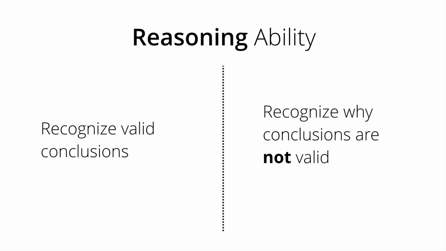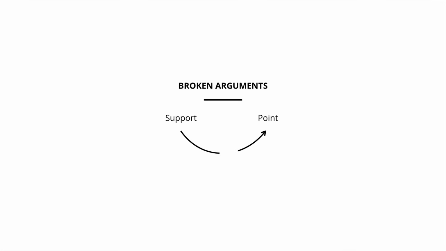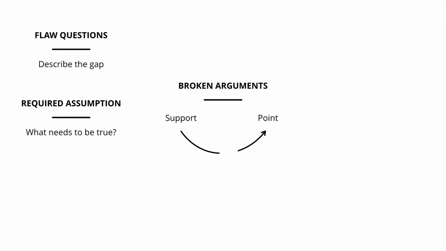Okay, and this is one of the most important things, I think, to know about the logical reasoning section and about logical reasoning problems. There are 7 different types of questions that hinge on your ability to see in a very clear and specific way why the support given does not guarantee the conclusion reached. Flaw questions simply ask you to describe this problem as clearly as you can. Required assumption questions ask you, hey, if we're going to fill this gap, what needs to be true?